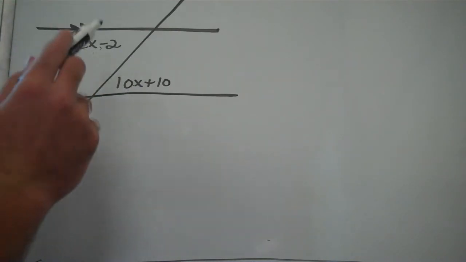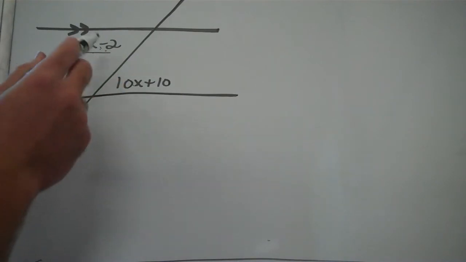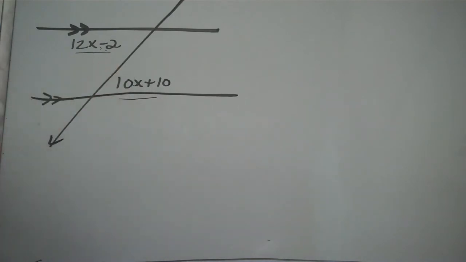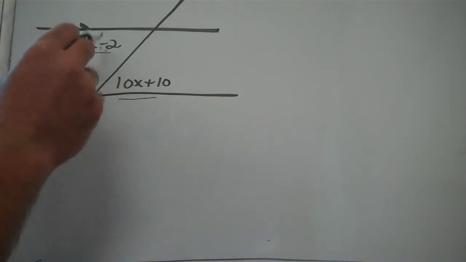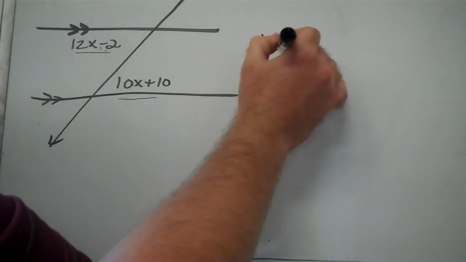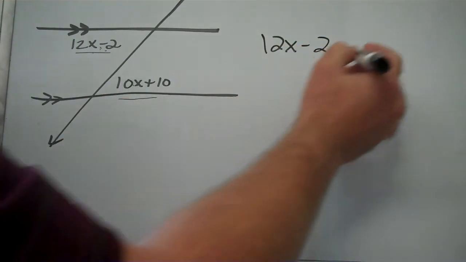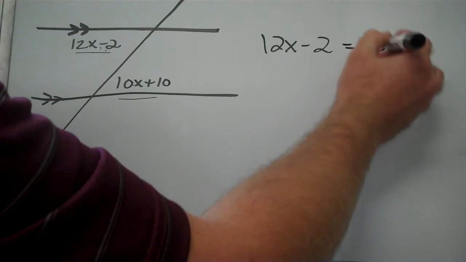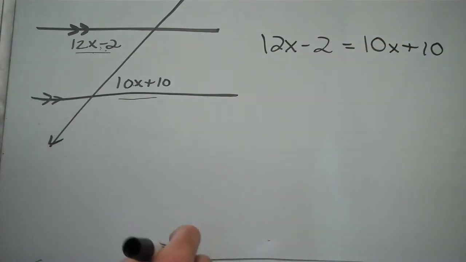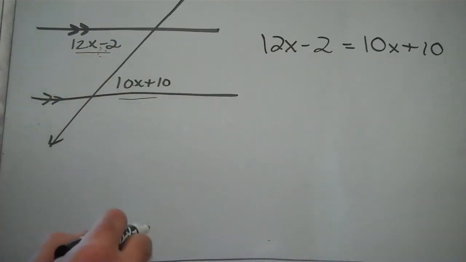Now if they're congruent, we know their measurements are equal. And this is the algebraic representation for that angle's measurement, and this is the algebraic representation for that angle's measurement. The theorem says those two measurements should be the same. So we're going to take the representation of the one angle, 12x minus 2, and set it equal to the representation of the other angle, which was 10x plus 10. That shows the relationship that these two alternate interior angles are congruent.